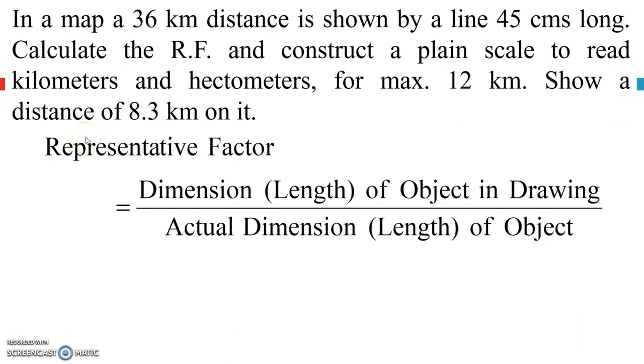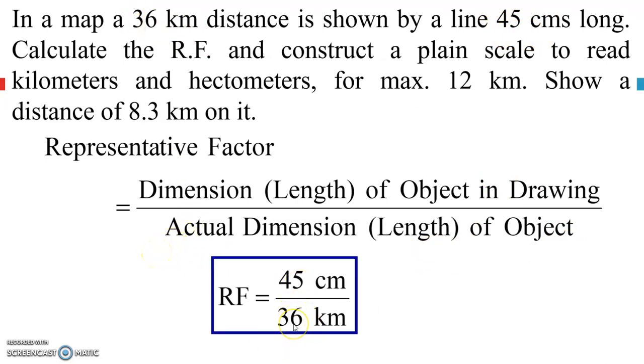So first of all RF, and for RF they have given us the data that in a map 36 kilometer distance is shown by a line 45 centimeter long. So the distance is a length. The RF equation in case of length is the length of object in drawing divided by the actual length of object. So as per the data, what is the length of object in drawing? In drawing the length is 45 centimeter. And what is the actual length of object? That is 36 kilometers. So it is 45 centimeter divided by 36 kilometer.